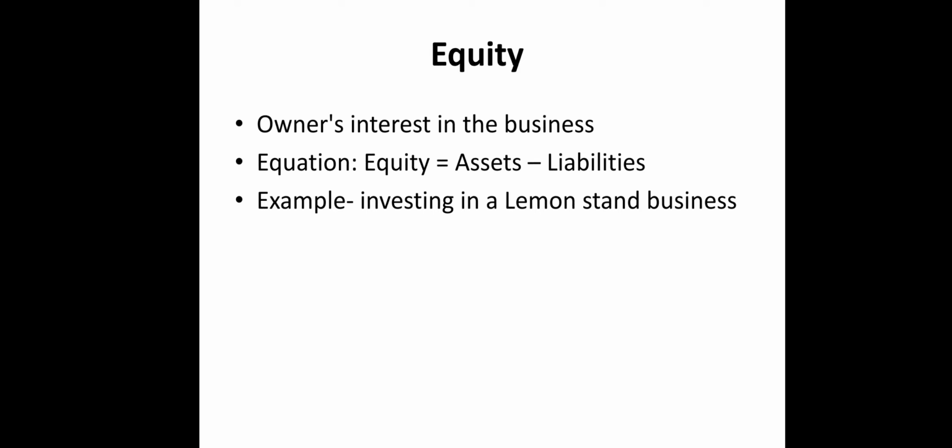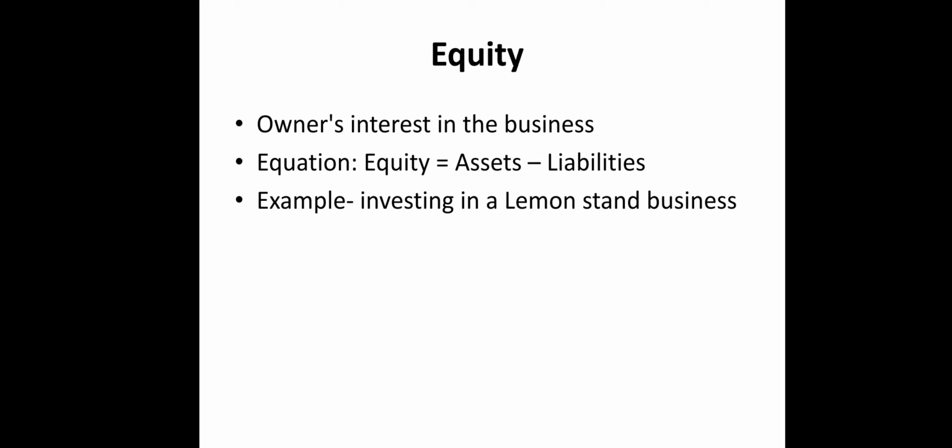So now move on to equity. Equity is the owner's interest after subtracting liabilities from assets. It is the owner's interest in the business. If a bakery has assets worth $10,000 and owes $4,000, the owner's equity is $6,000. It's what's left after paying debt. It also includes any money the owner invested into the business.